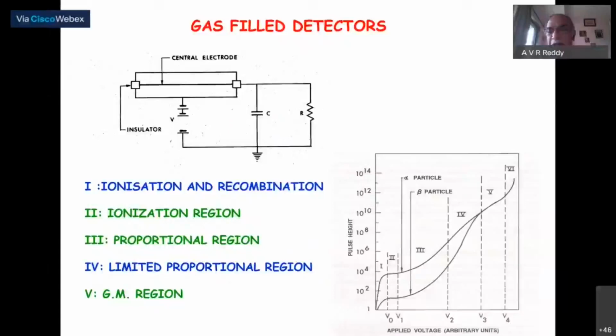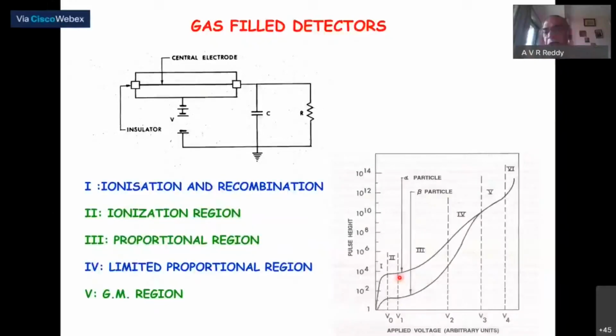So this is a logarithmic scale. Please note this. The pulse height, or the number of ion pairs, goes on increasing with the applied voltage. Of course, when we make a detector, we fix the voltage, so then we know the multiplication factor. Now let us see only this curve, which is for alpha. The beta curve I will explain later when we go to the GM counter.